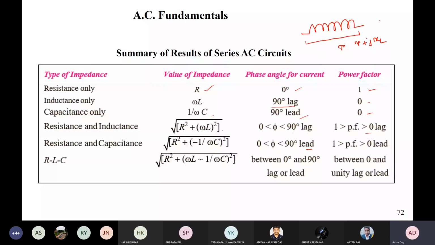And when it is an RLC circuit, then we take the difference between XL and XC, and that will be anything between 90-degree lead and lag, so your theta or phi will be between plus 90 and minus 90. Equality also may hold. And your power factor will be between 0 and unity, lag or lead.